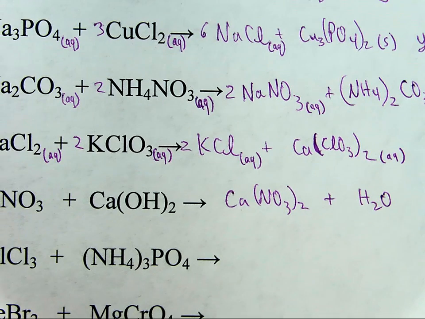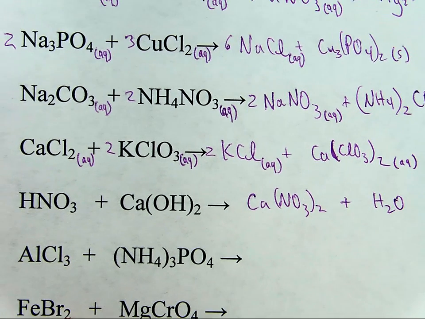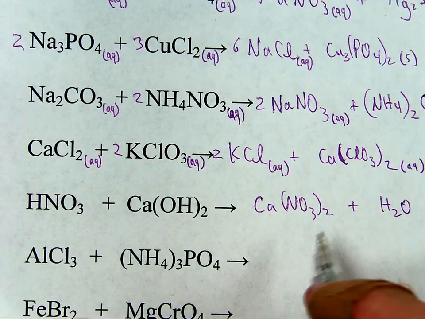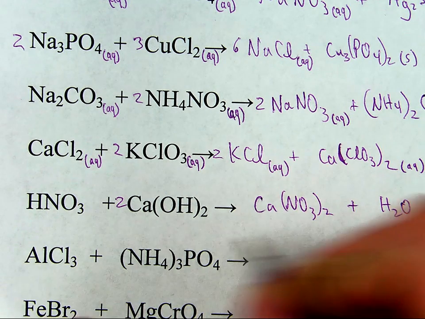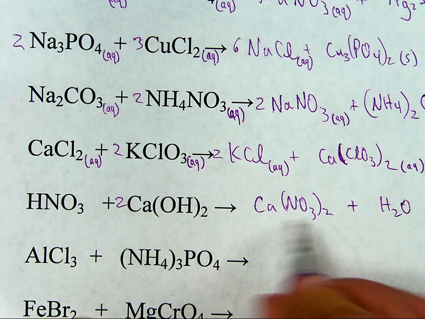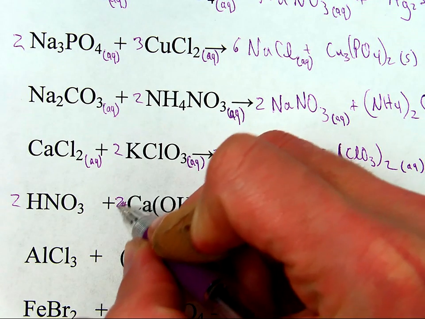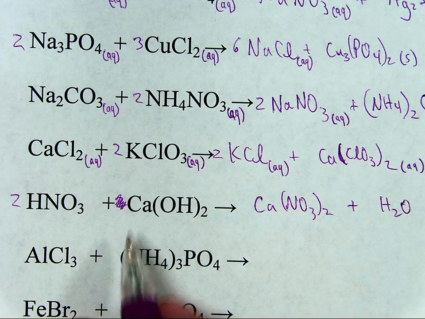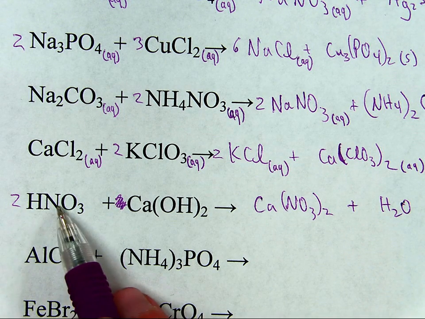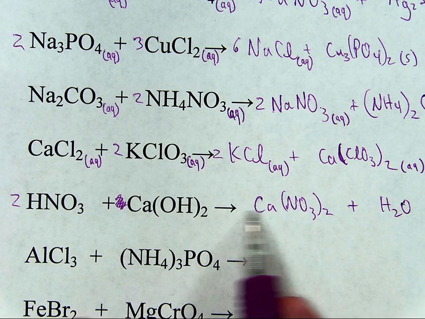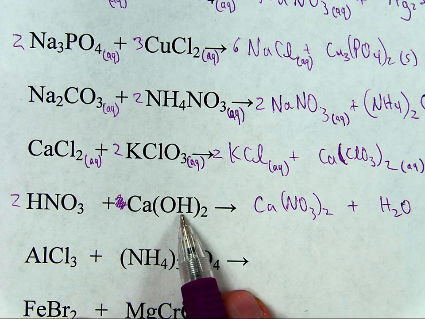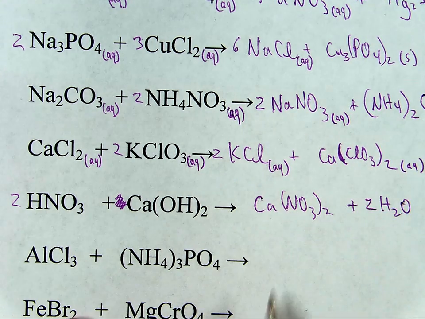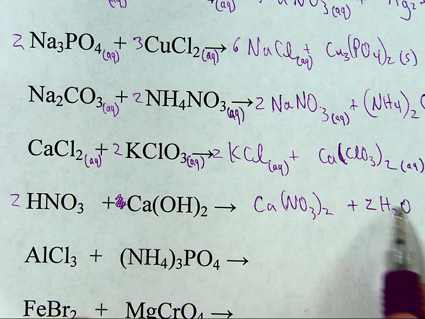Okay, well, suppose we can balance that out. Couldn't hurt. 2. Oops, I put that in the wrong place. I meant to put the 2 here. And then let's make sure. So 2 nitrates, 1 calcium, 1 calcium. 2 hydrogens plus 2 more is 4 hydrogens. That means I need a 2 here. That's 4 hydrogens. And then 2 oxygen, 2 oxygen. Okay, whatever.